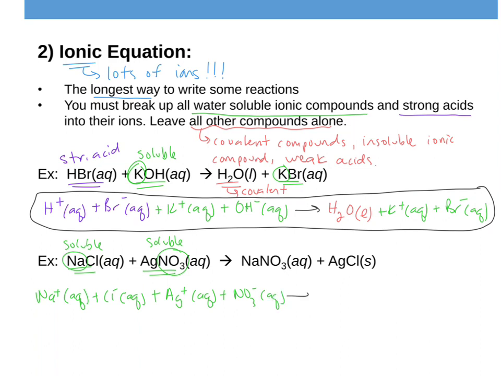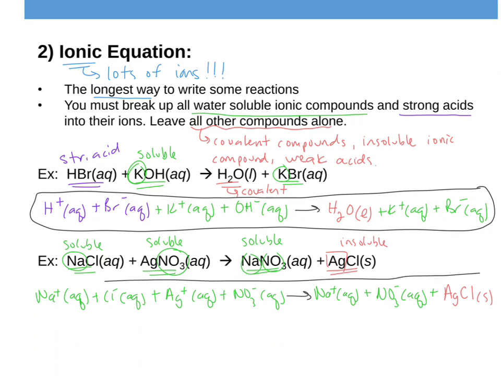So that's all of those. That's done. And then I have sodium nitrate, which both of those make something soluble. So that's definitely soluble. So I write my Na plus here. And I've got my nitrate. And then I look at my silver chloride, and remember that silver makes it insoluble. So I do not break it up. So I just say silver chloride solid. I just leave it as it is. So that would be my ionic equation for this one.